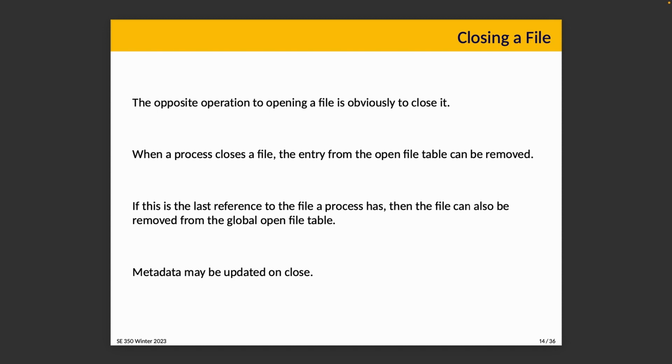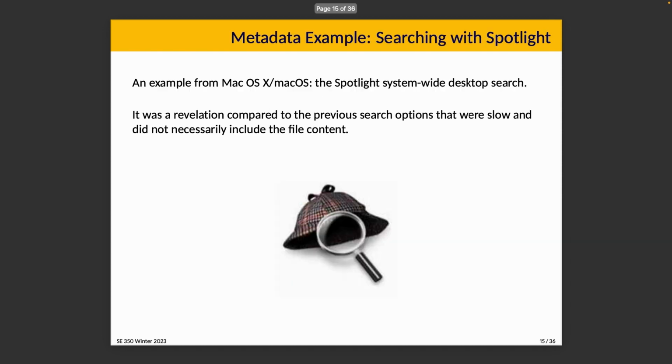We've decided we're closing the file, and so that's the end time of our access to it, so it makes sense to update it at that point. That actually takes us to a small digression about metadata. And I want to give an example from Mac OS, and it's the Spotlight system-wide desktop search. There's a little magnifying glass icon in your taskbar. This kind of thing is used to find anything. It'll find emails, it'll find calendar appointments, it'll find files that you're looking for, and it will find file content.